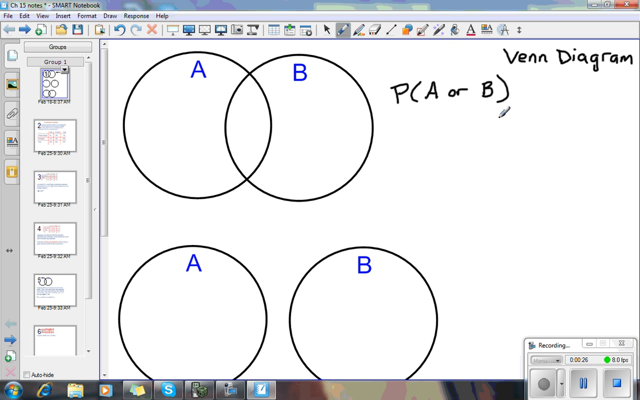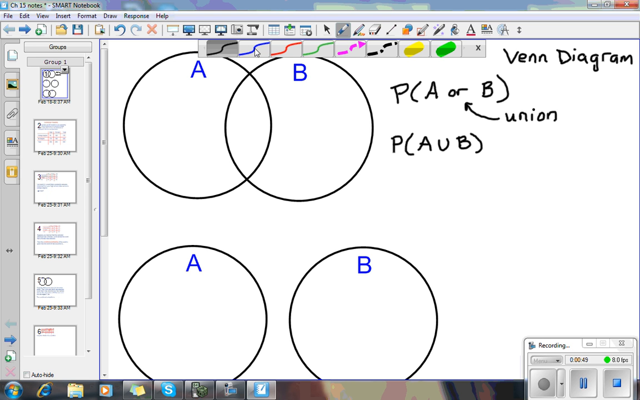All right, and so when we have an or, we use the word union. So this is the probability of A union B, and we have a notation for that in set theory, and it looks like a U, probability of A union B. And if you think about this with this picture that I have, the probability of A would be everything that's in A.